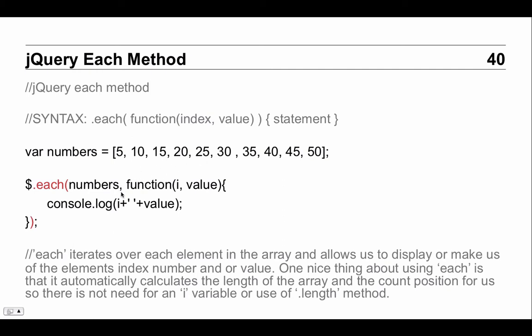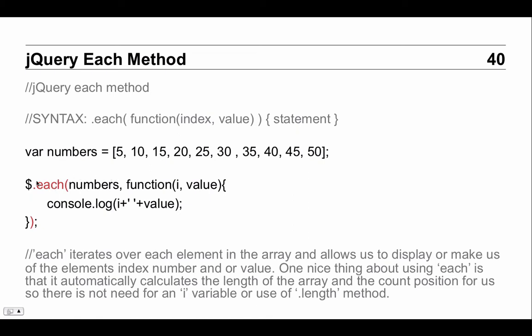Okay, and then comma, the second argument is the function that we want to run whenever we are looping over each element. So this is the executable code that will run here as a function. This function is going to run one time for each element in this array we have selected here, numbers. Okay, so in this case, it's going to run 1, 2, 3, 4, 5, 6, 7, 8, 9, 10 times.